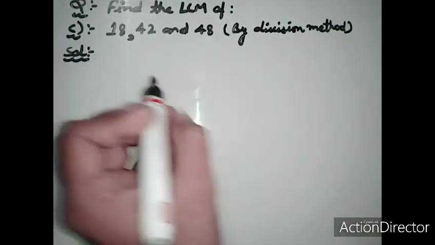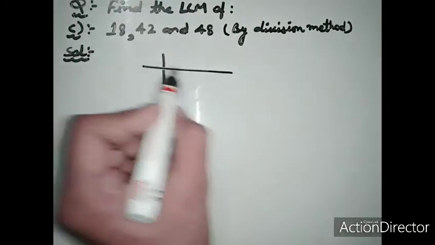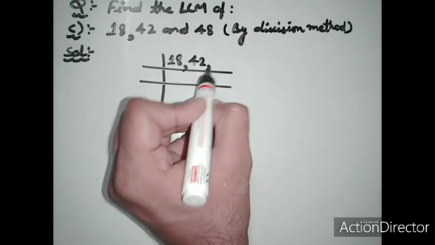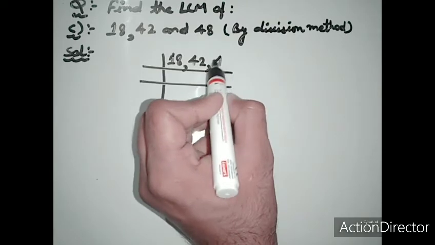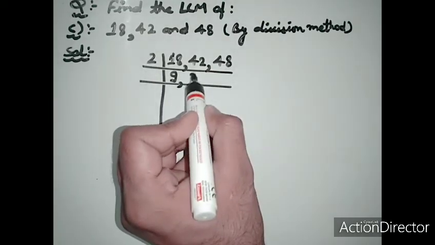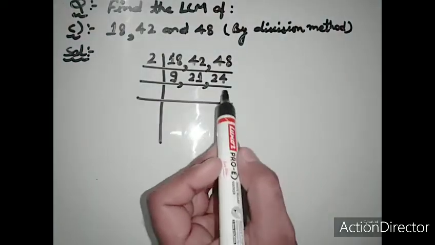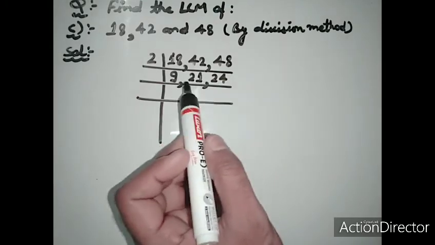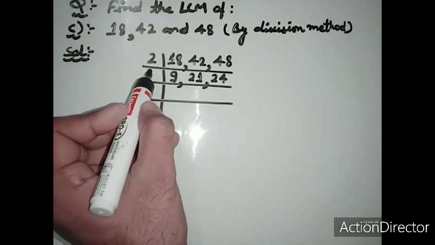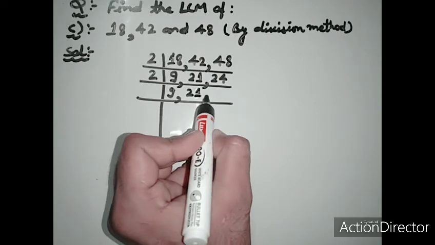Okay, so here we divide all three numbers and start with 2. 2 9s are 18, 2 2s are 4, 2 1s are 2, 2 2s are 4 and 2 4s are 8. Because these two numbers are not divisible by 2, but this 24 is divisible by 2, here we divide this 24 by 2 and write the other numbers as they are, 9 and 21.